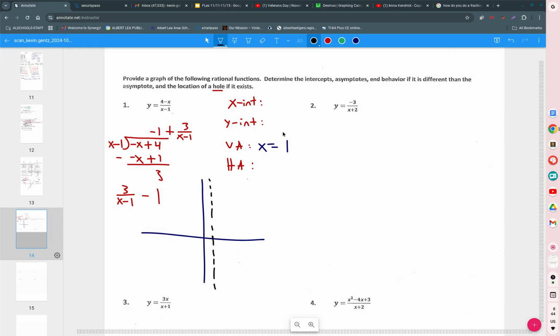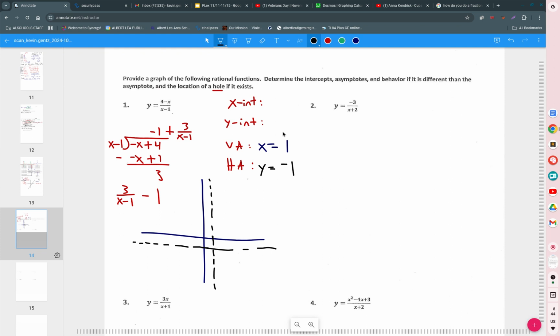The quotient, the thing that you came out with when you divided, that's my horizontal asymptote. If you notice, this thing is shifted down 1 unit. So therefore, the horizontal asymptote is y equals negative 1. Very good with that?